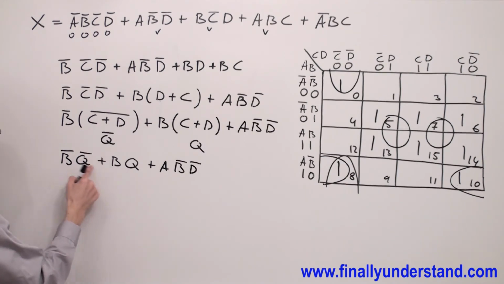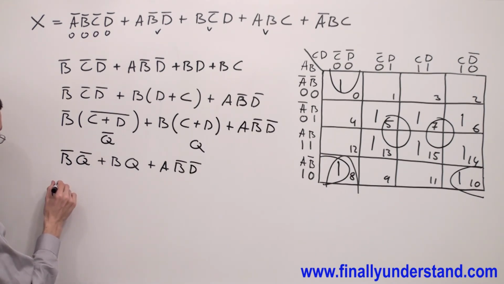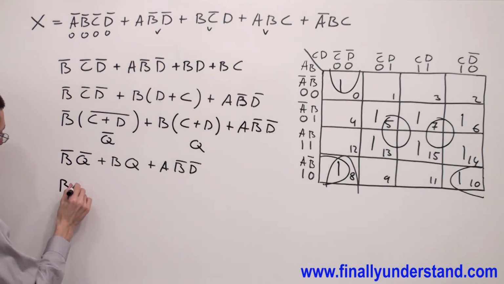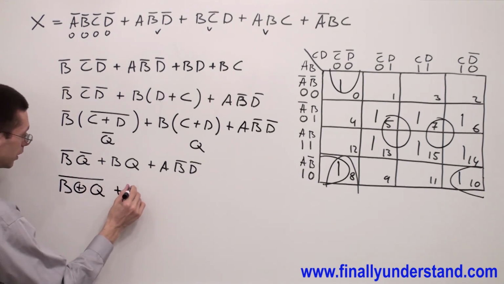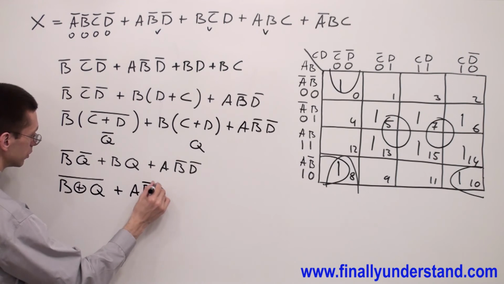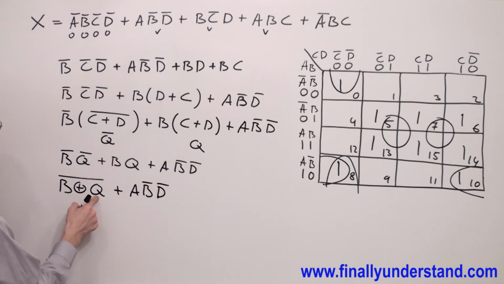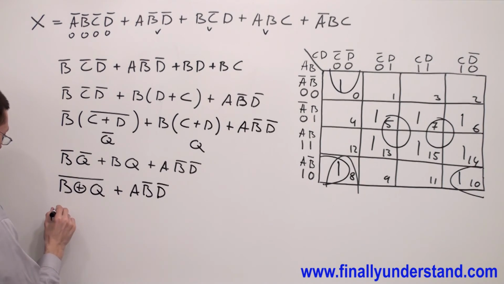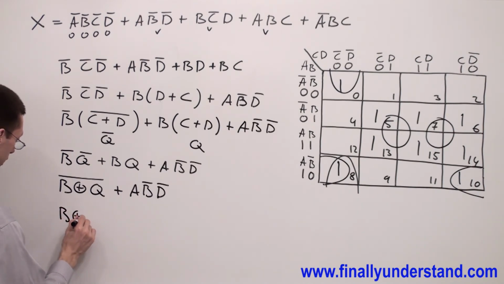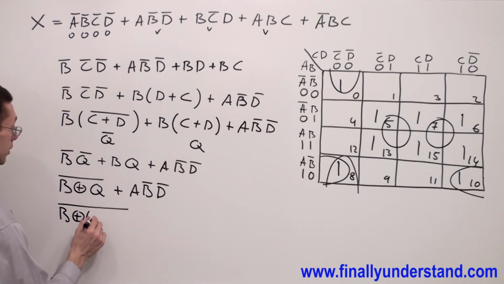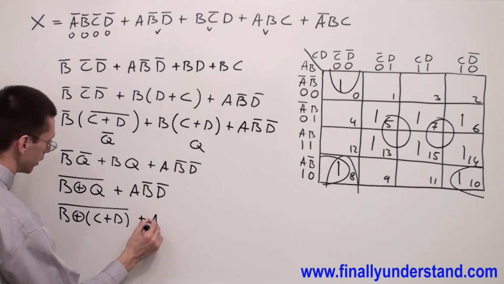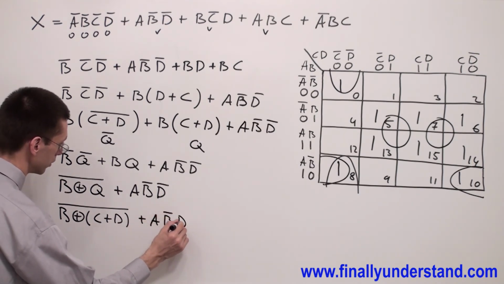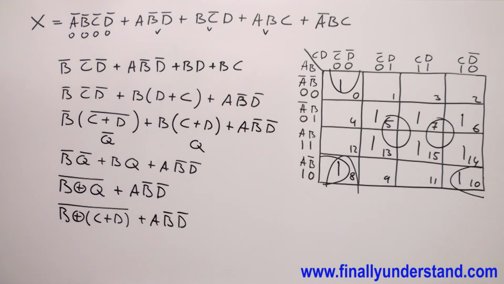This is exclusive NOR. That's why I'm going to write this as B exclusive NOR with Q, or A, B naught, D naught. Where Q, we said, is nothing else but an OR gate, so I have B exclusive NOR C or D, or A, B naught, D naught. This is the simplest expression which I can find.